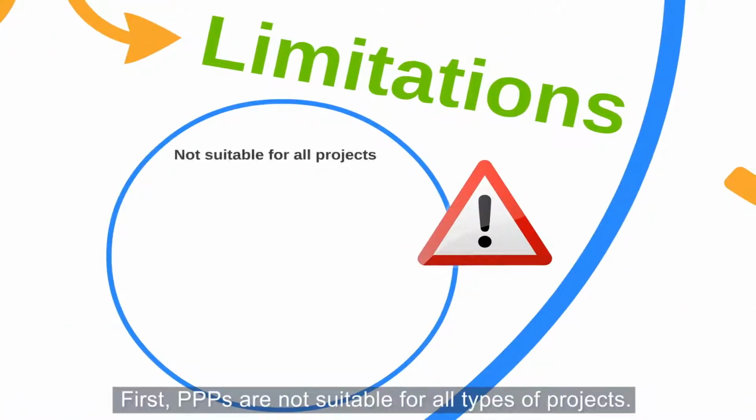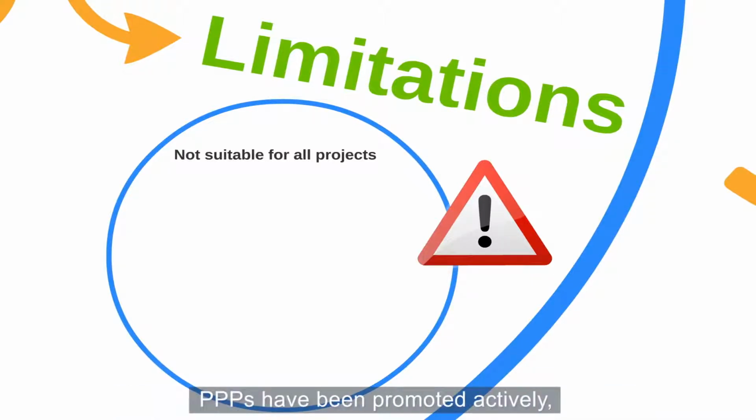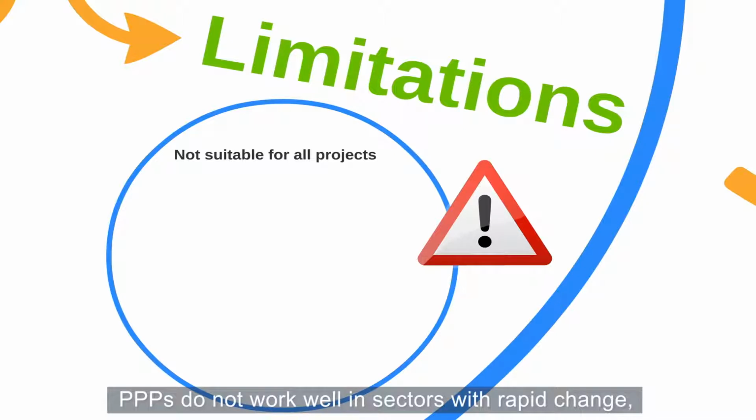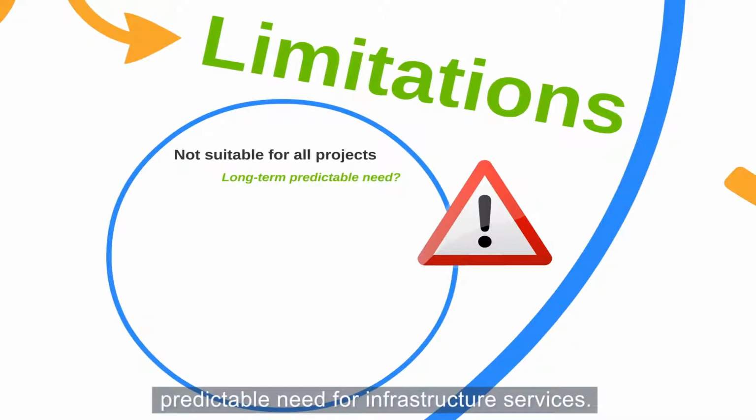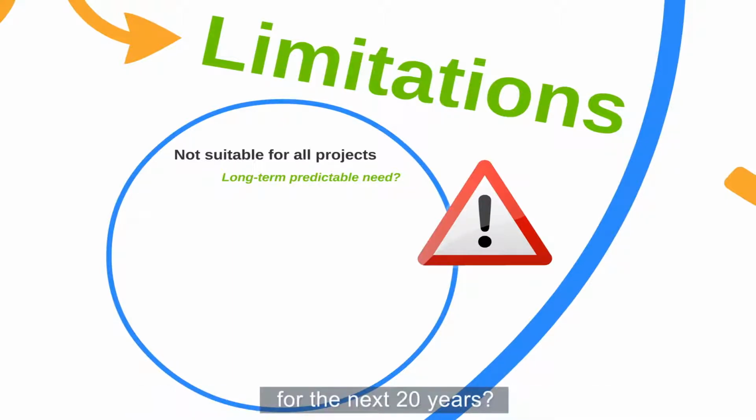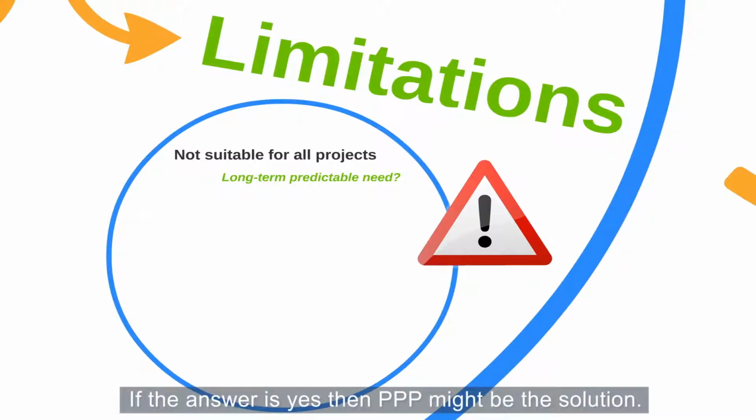First, PPPs are not suitable for all types of projects. Even in countries where PPPs have been promoted actively, only a limited share of public infrastructure projects has been pursued through this model. PPPs do not work well in sectors with rapid change, such as IT, but work better if there is a long-term, predictable need for infrastructure services. The key question in this regard is, do you need the infrastructure to be serviceable for the next 20 years? If the answer is yes, then PPP might be the solution.